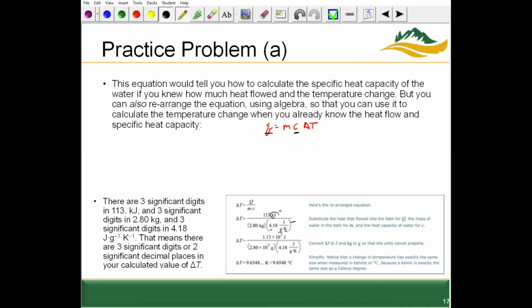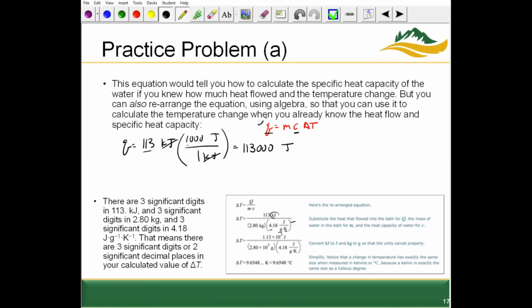Because it was given to us in kilojoules, let's go ahead and convert that. So that was 113 kilojoules. There are 1,000 joules for every 1 kilojoule. Then kilojoules and kilojoules cancel out. We're taking this value times 1,000. So that many joules. Now we have a value for Q we can plug in where the units will work out.